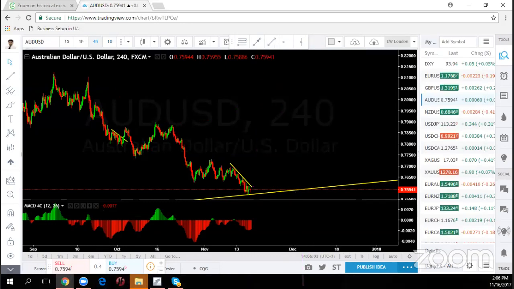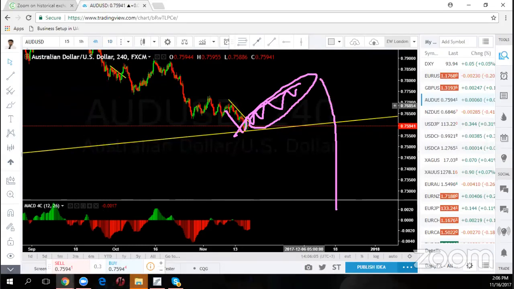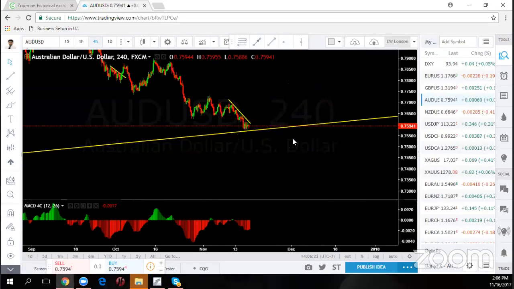Right? That's a possibility. The second possibility is that they actually just make a correction here. I can see this probably breaking up here, making a correction, a corrective structure to the upside, and then dropping to the downside. This is a higher probability. I think this is more what we are looking for, the possibility of making a correction and dropping rather than going back up for another impulse.